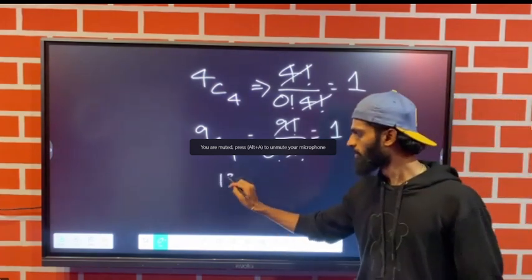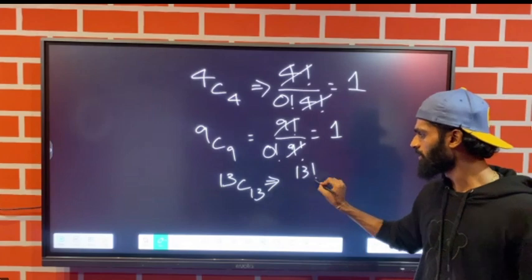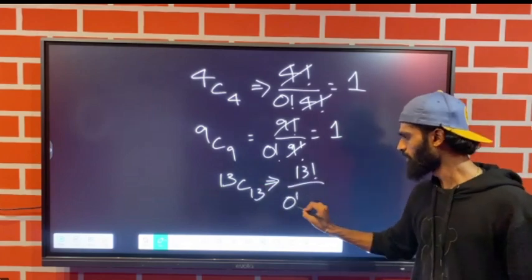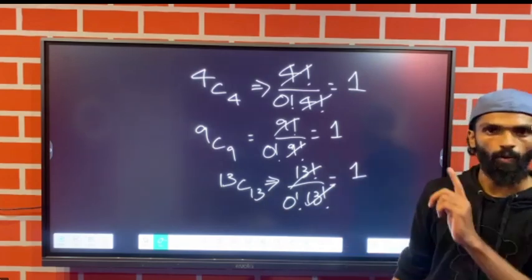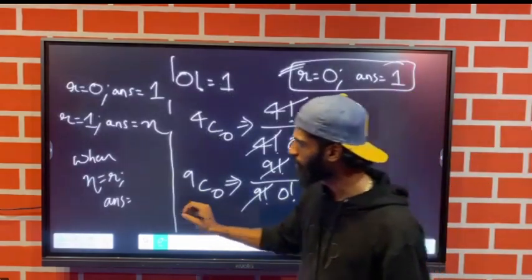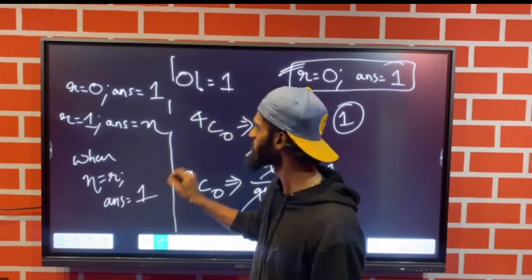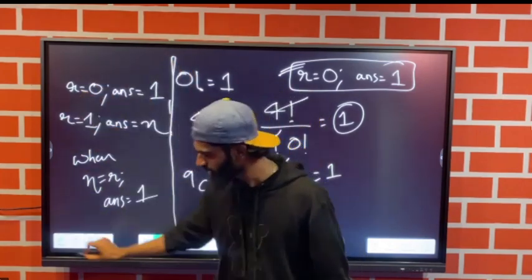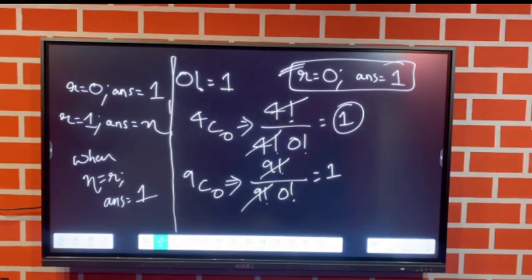Now 13C13. 13 factorial as it is. 13 minus 13 is 0. Copy paste this as it is. The answer is 1. What did we get to know? We got to know that if n and r both are the same, the answer is always equal to 1. These three tricks will save you a lot of time in your final exam. A lot of time. Any doubt in this part, ask me right now. If not, just copy.